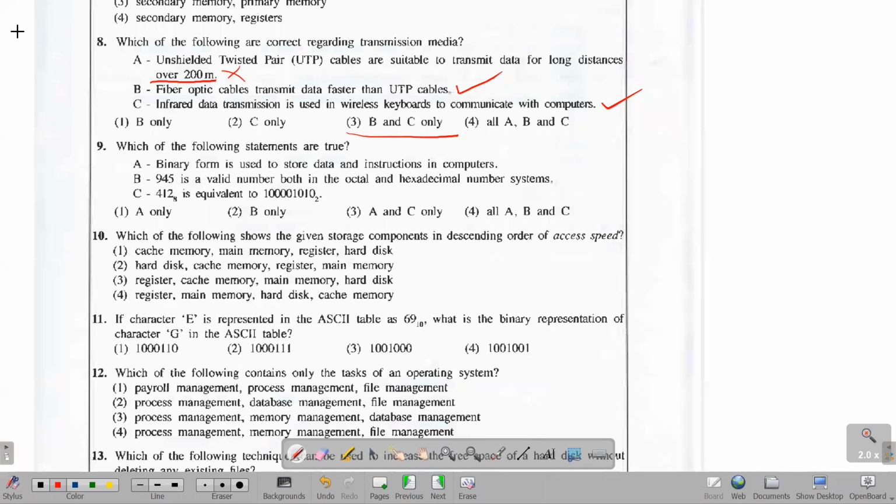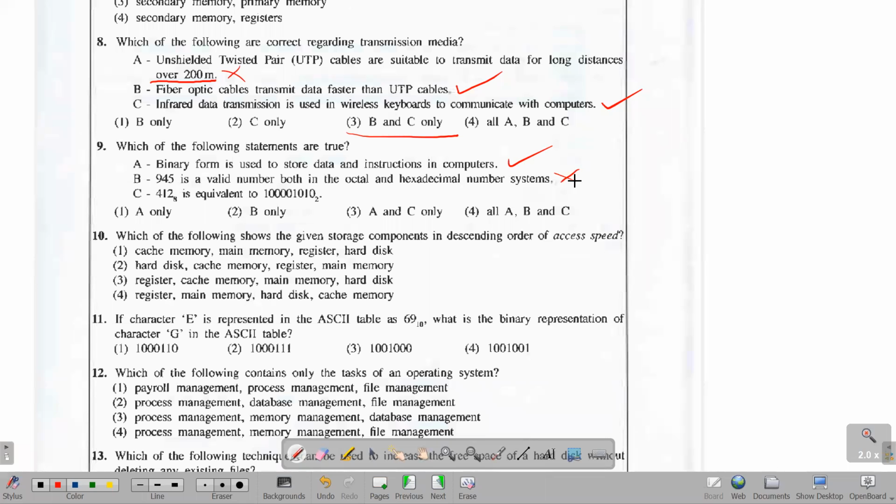So 9th, which of the following statements are true? Binary form is used to store data and instructions in a computer. Yeah, generally it's a correct one. 945 is a valid number, both in the octal and hexadecimal number system. 945, we can't put this on the octal number system because 9 is beyond the range of the octal symbols, right? Or the octal characteristics. So B is wrong.